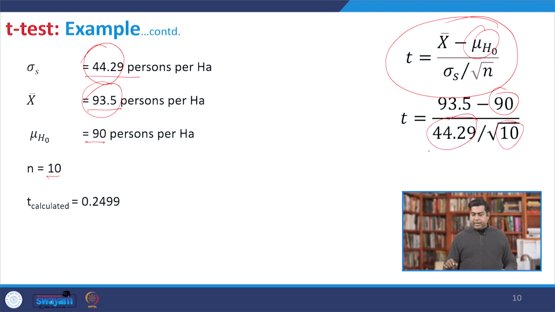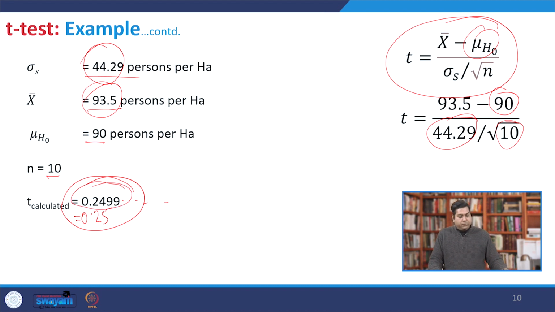So, if you calculate it, you will get the value of t calculated as 0.2499. Definitely it will have more decimal places. You can always decide how many decimals you are going to round it off to. Essentially, if you go for 2 decimals, it will be basically 0.25. But anyway, keep in mind that it is 0.2499. So, this is t calculated.